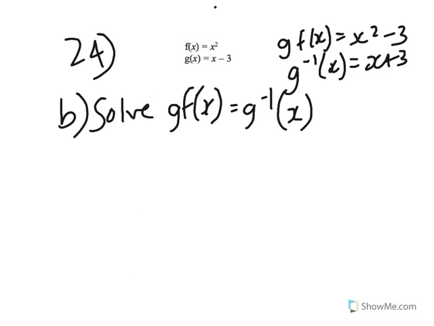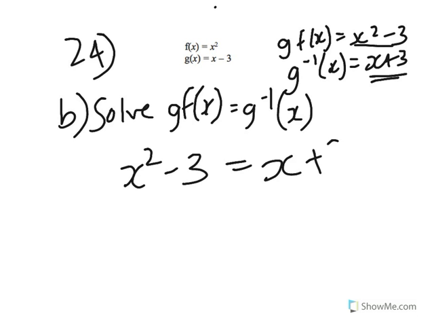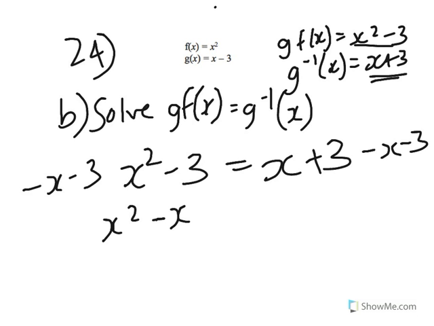Okay, so question 24b is asking you to solve the equation g of f of x is equal to g inverse of x. Now we have g of f of x and we have g inverse of x. So just put it into the equation. So g of f of x is x squared minus 3 is equal to x plus 3. Now all we have to do is solve. So subtract x and subtract 3 on both sides, and we're going to get x squared minus x minus 3 minus 3, which is minus 6, is equal to 0.